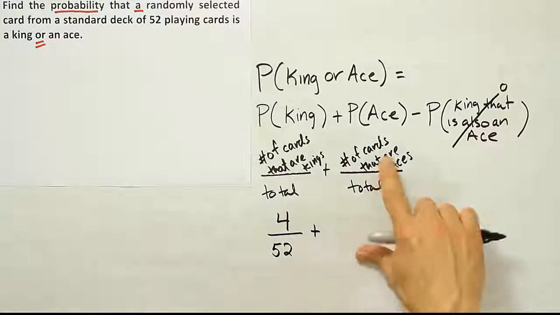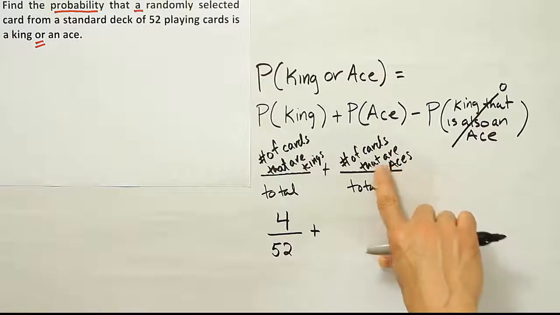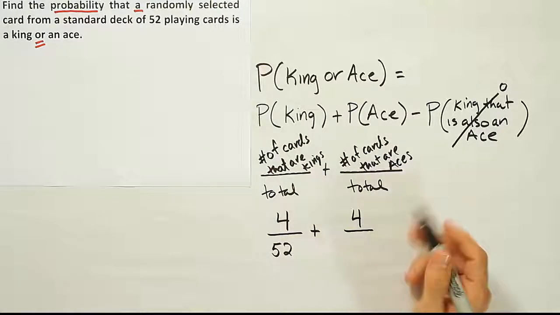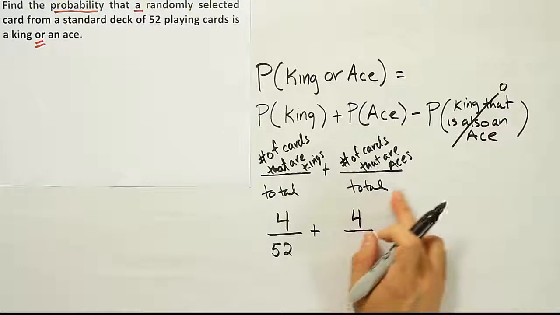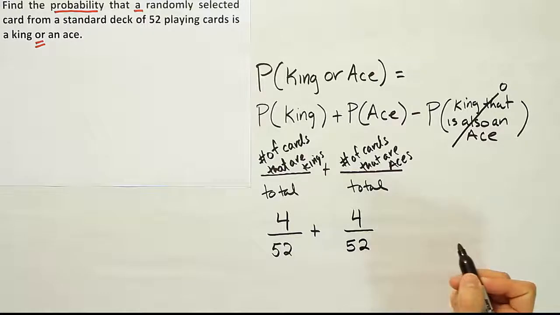You'll add to that the number of cards that are aces. So like I said before, in any set of playing cards, there are 4 cards of each type of card. So if I said the number of cards that are aces, there are going to be 4 aces. That would be the ace of diamonds, the ace of hearts, the ace of clubs, the ace of spades. And then finally, we divide by the total. The total there is going to be 52.